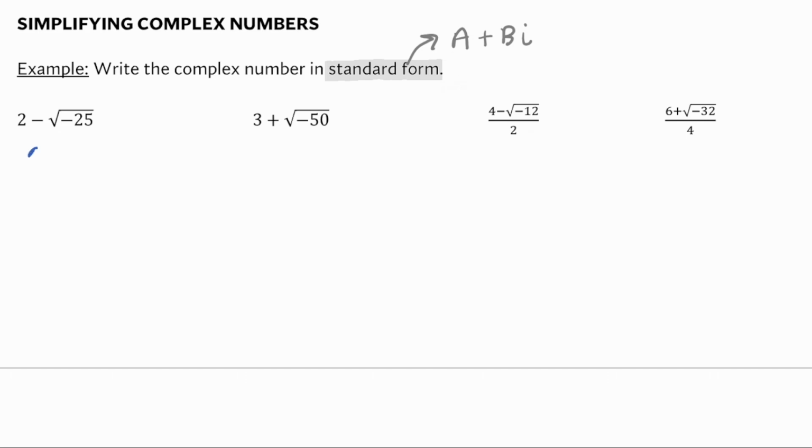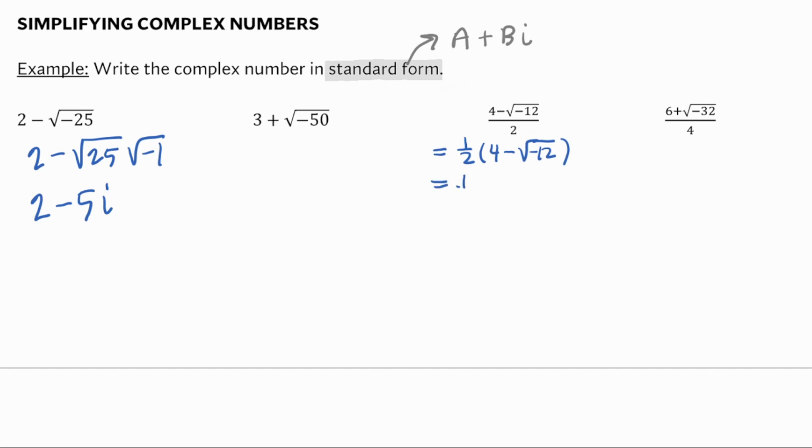So I'm going to say 2 minus, like earlier I was calling that the square root of 25 times the square root of negative 1, and saying the square root of negative 1, that's what we're calling i now. So this is 2 minus 5i. Then over here, if I'm dividing both 4 and the square root of negative 12 by 2, then that's like multiplying it by a half. So that's like half of 4 minus the square root of negative 12.